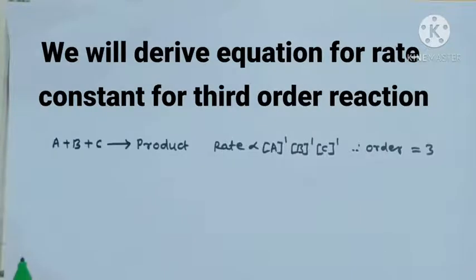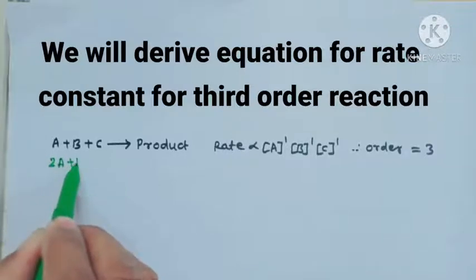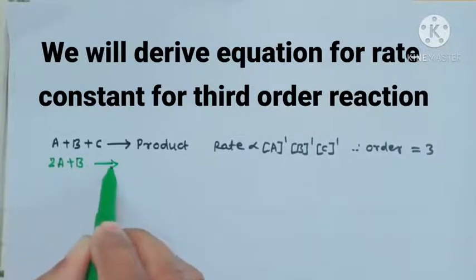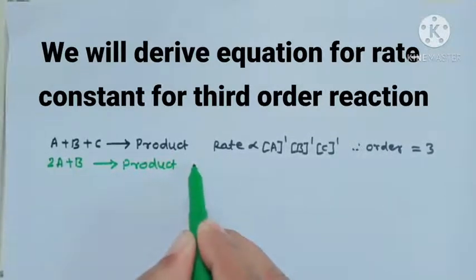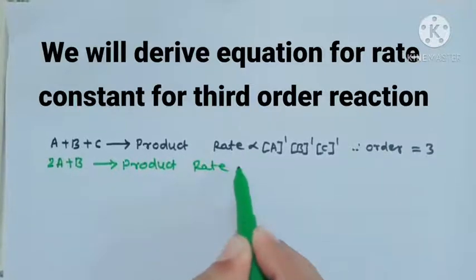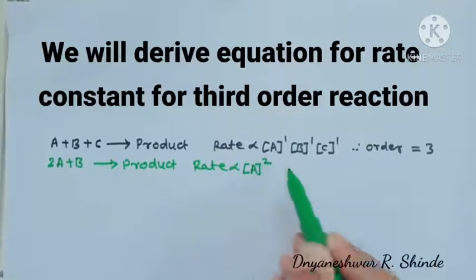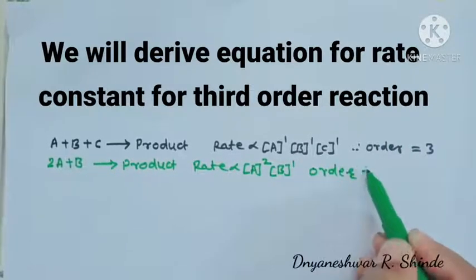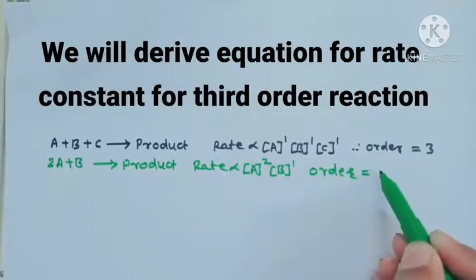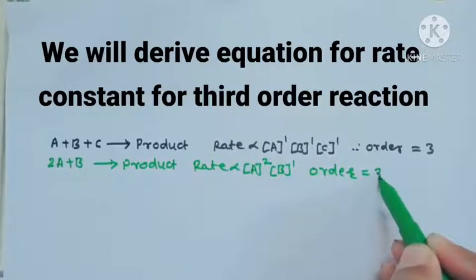Another possible reaction is twice A plus B giving rise to product. The rate of reaction is directly proportional to the concentration of A raised to 2 into concentration of B raised to 1. Order is equal to 3, that is 2 plus 1, the sum of the powers of concentration terms. Okay, so order is 3.